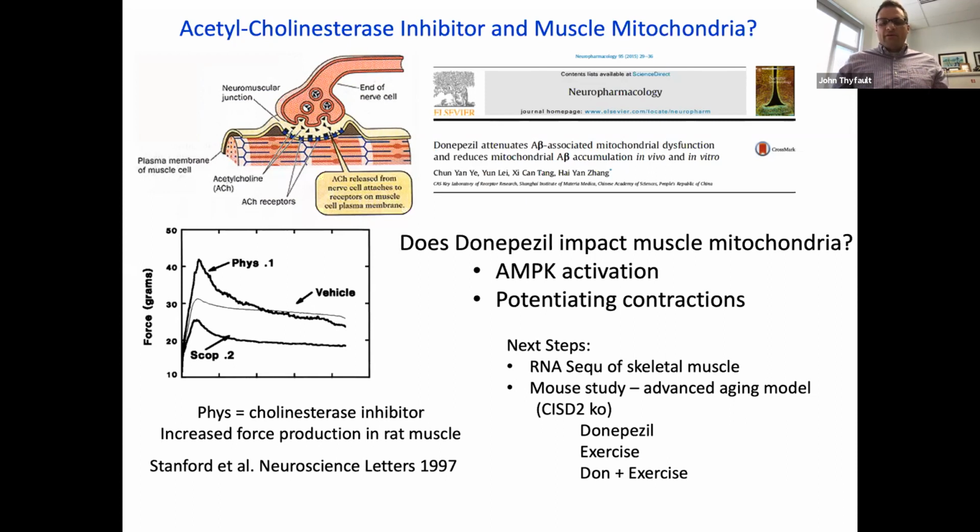And we also have some pilot funding to explore this in a preclinical basic science model of advanced aging, the CISD2 knockout mouse, where we're going to explore if donepezil, exercise, or donepezil plus exercise can prevent advanced mitochondrial dysfunction in muscle.